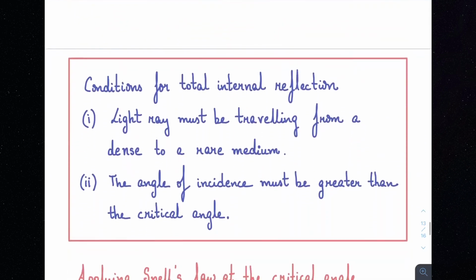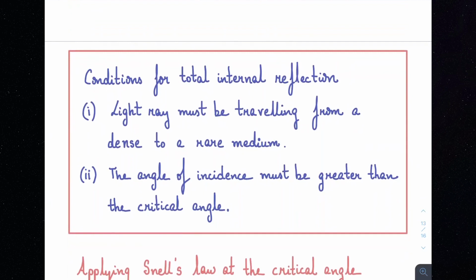And here we have a summary of the conditions that must be met to attain total internal reflection. These include, first, that the light ray must be traveling from a dense to a rare medium, meaning from one of a particular refractive index to another of a lower refractive index. And secondly, that the angle of incidence must be greater than the critical angle.